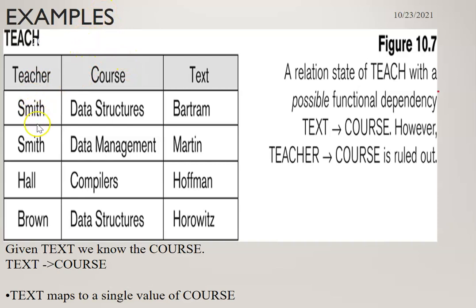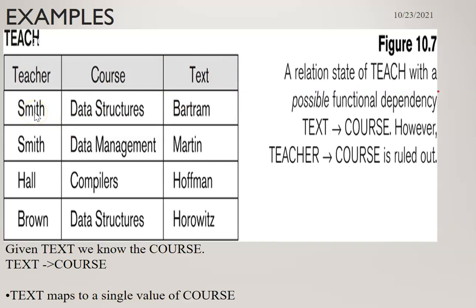So if you look at teacher, you have a teacher Smith, okay? So when you say Smith, does it correspond to data structures only? No. Smith teaches data structures and Smith teaches data management, implying that the teacher cannot determine the course, because Smith corresponds to data structures and Smith corresponds to data management. So you cancel out teacher and course. And then you go to teacher and text.